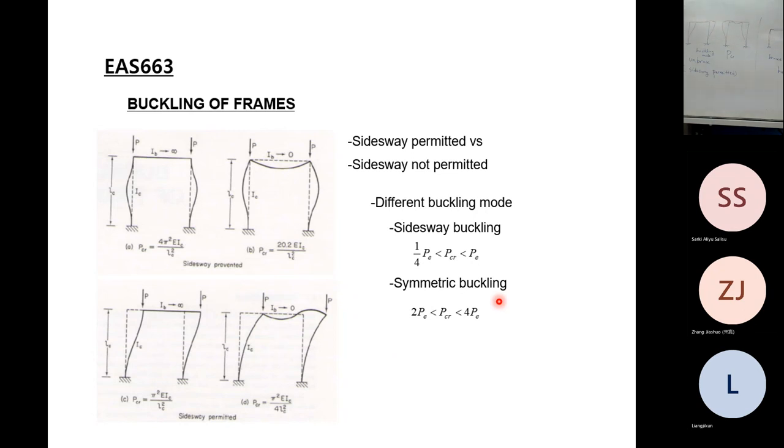Okay, so that is to prove that what we said just now is correct. If you brace it properly, the P critical can be very much higher than this. But if you don't brace it, then it will be very much lower. Okay.